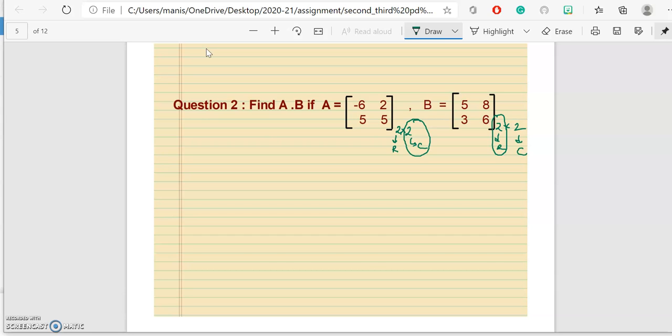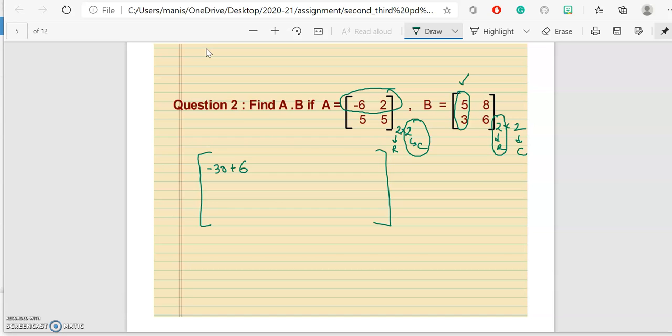Now how you do is you will take your first row, look here I'm circling this, and you will take your first column and then you will multiply with the second column. So let's do this over here. Now negative 6 times 5 will give you negative 30. You put the plus sign. Second number 2 times 3 is what? 6. Are we done? No.